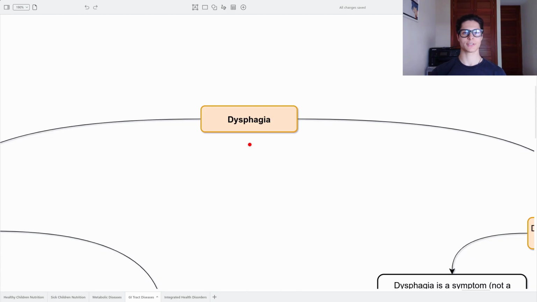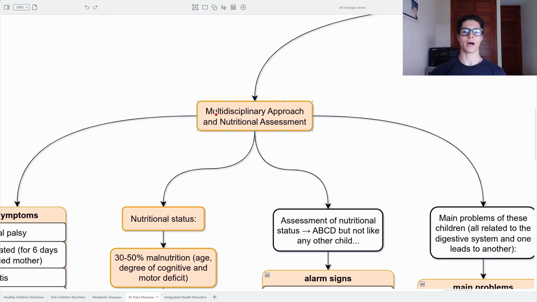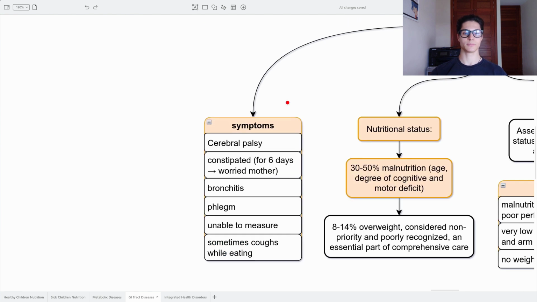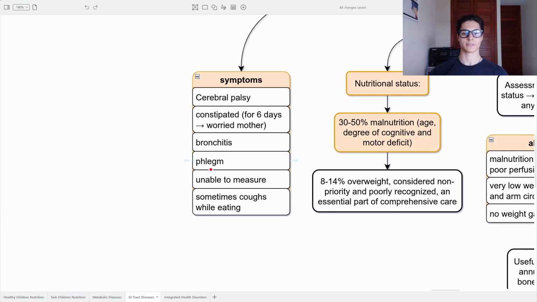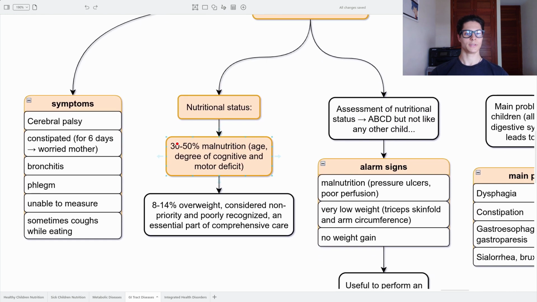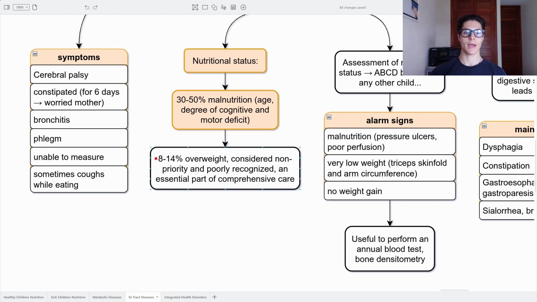And as last chapter of today's video, we talk about dysphagia. It needs a multidisciplinary approach and nutritional assessment. The symptoms are cerebral palsy, constipation, bronchitis, phlegm, unable to measure, and sometimes coughs while eating. The nutritional status is 30 to 50% of malnutrition, depending on the age, the degree of cognitive function, and the motor deficit. On the other hand, 8 to 14% of them are overweight.